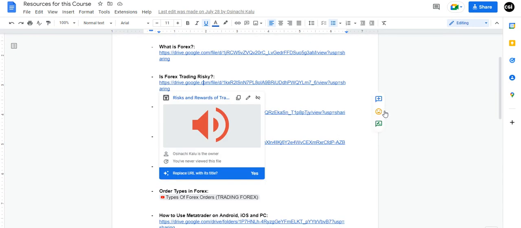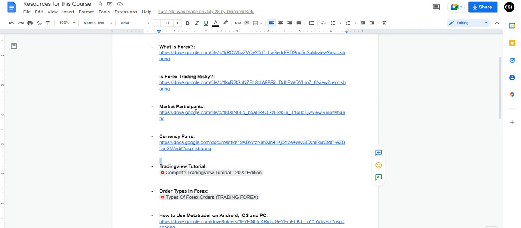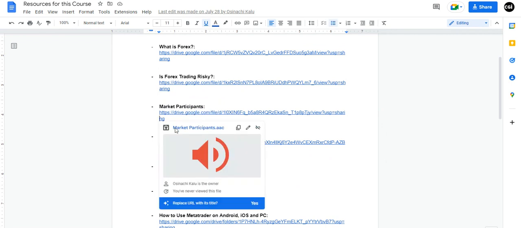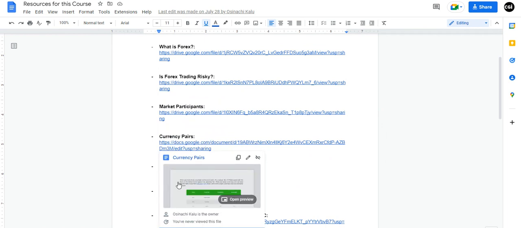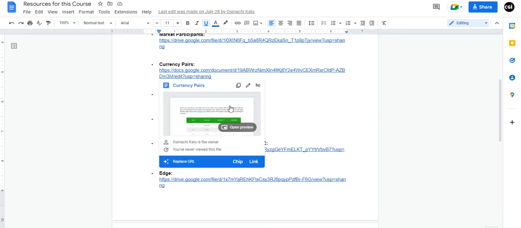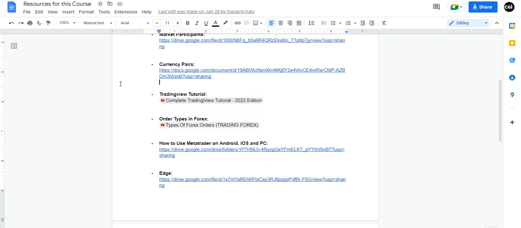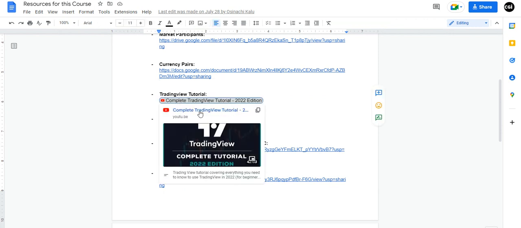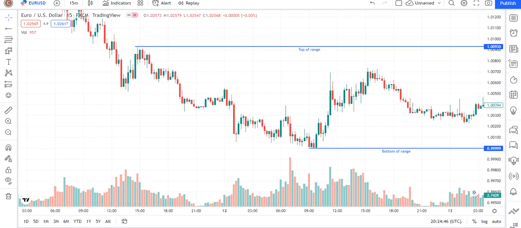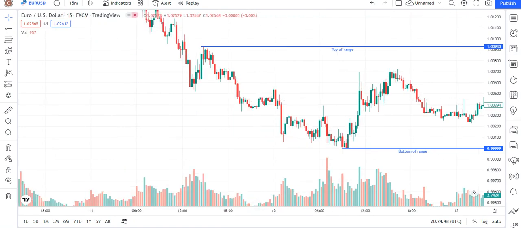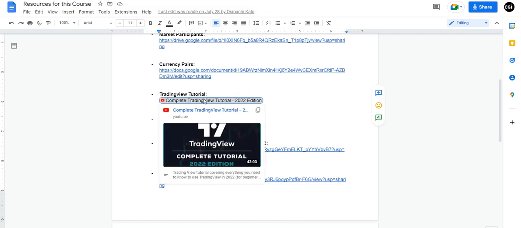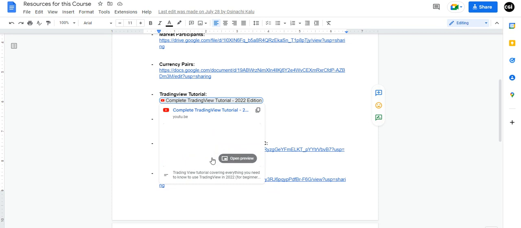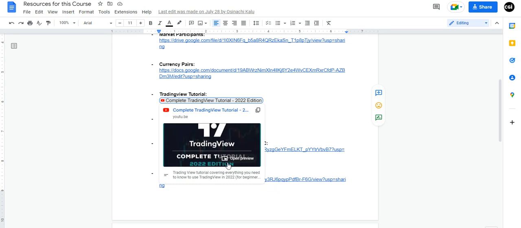So market participants is also an audio recording. Currency pairs, I think this is a PDF. I typed up a PDF for you guys explaining currency pairs. All right. And then complete TradingView tutorial. This TradingView I'm using and that is confusing you, I gave you guys a link to a YouTube video that will show you how to operate TradingView on your own. See, all these problems are your fault, okay? So just go through all these things.